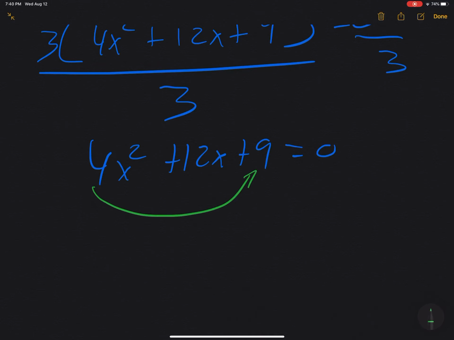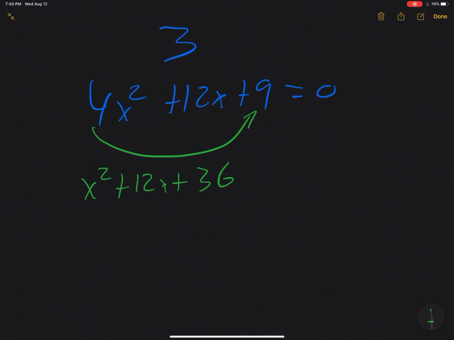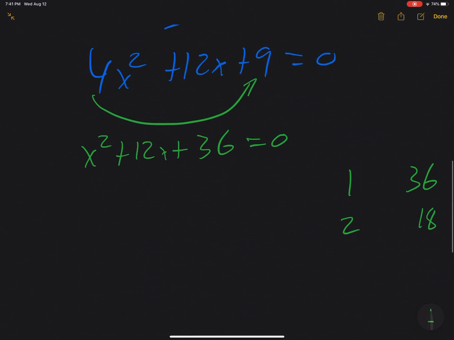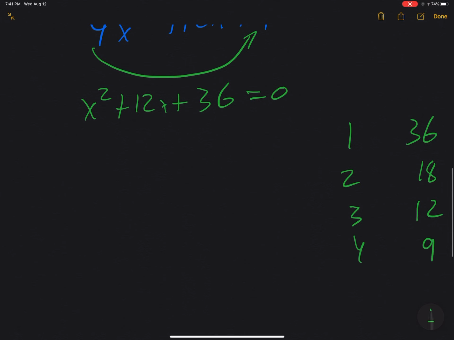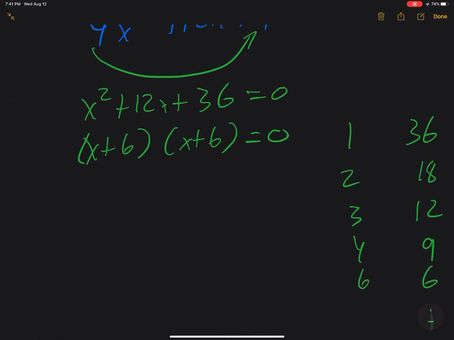I can bring this 4 over here. I can make it x squared plus 12x plus 4 times 9, which is going to be 36. I can find two factors of 36 that add up to equal 12. I can take 36 and do 1 and 36, not going to be 12. 2 and 18, not going to be 12. 3 and 12, not going to be 12. 4 and 9, not going to be 12. 5, 6, and 6. 6 and 6 are my solutions because 6 plus 6 is 12. So I get x plus 6 times x plus 6 equals 0.